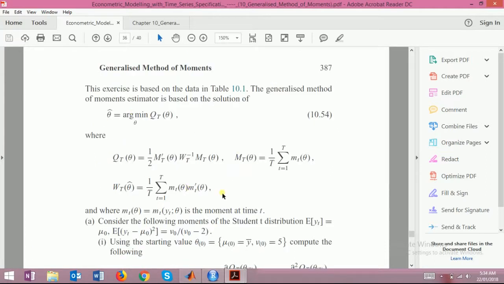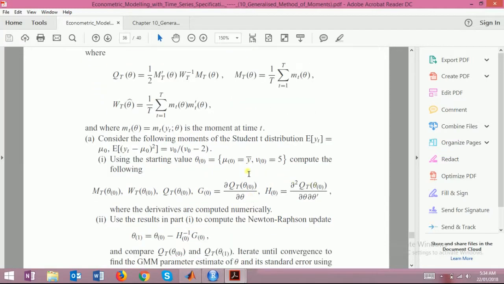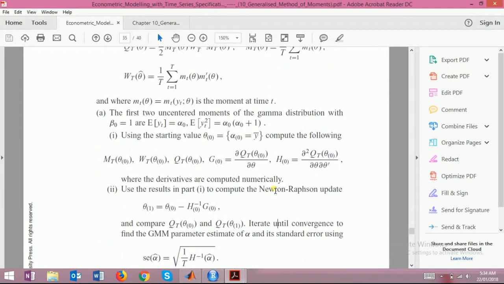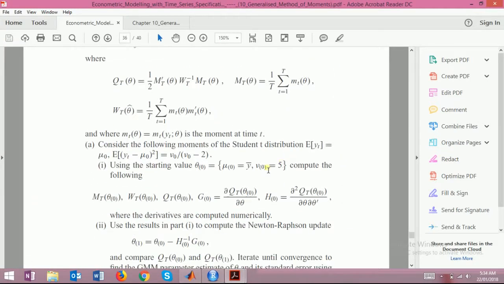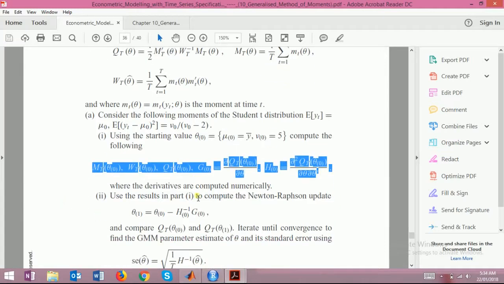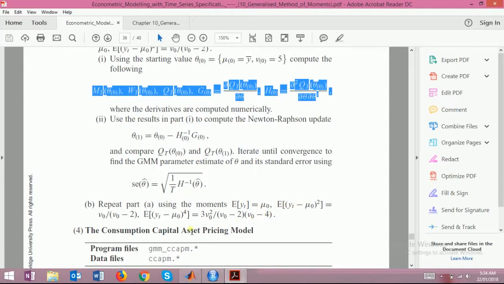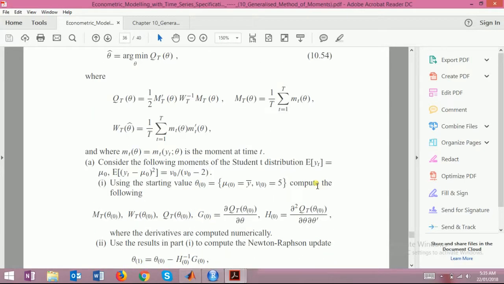Estimating a Student t distribution. Now again, everything else remains the same. Our moments change slightly, nu minus 2, we're familiar with that. Now the starting values, mean and nu. For nu it is 5. So initial values are given in this case. In the previous case, the initial value was not given. Mean and nu, we estimate those just like before. For the second one, it's nu divided by nu minus 2, then for the fourth, 3 nu squared divided by nu minus 2 times nu minus 4. We just need to remember that.